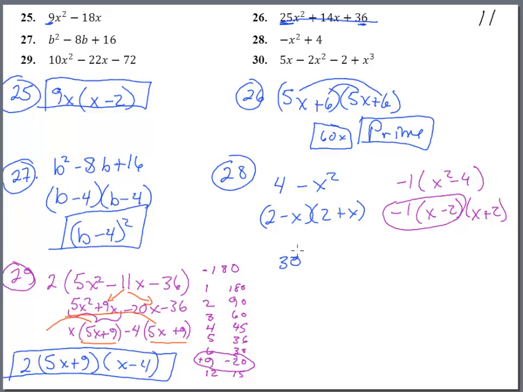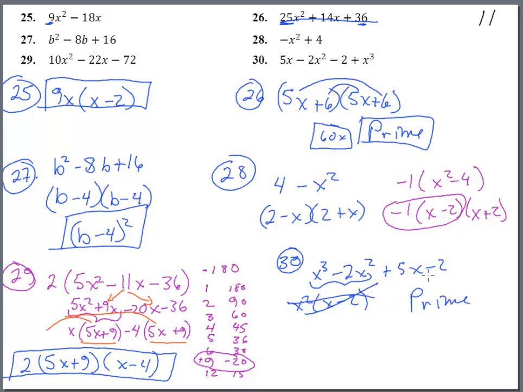Number 30. I'm going to write this in the best order I can. x cubed first, then the minus 2x squared plus the 5x minus the 2. Can anything come out of the whole thing? Nope, no greatest common factor. There are 4 terms. So if we try to pull something out of here, use grouping, we get x squared and x minus 2. And nothing comes out of there, so we're sunk. We are prime. This guy will not factor.